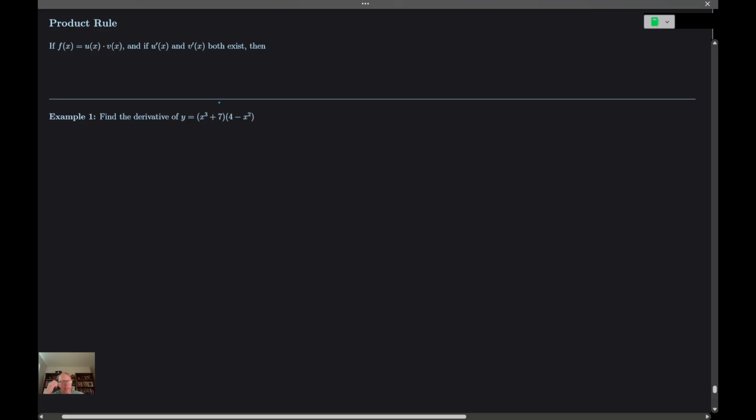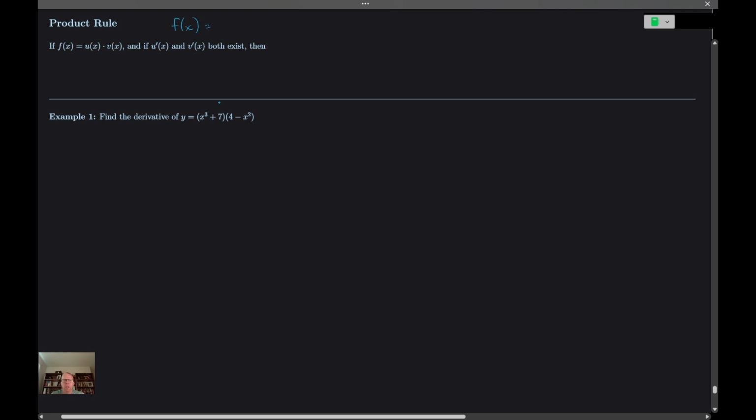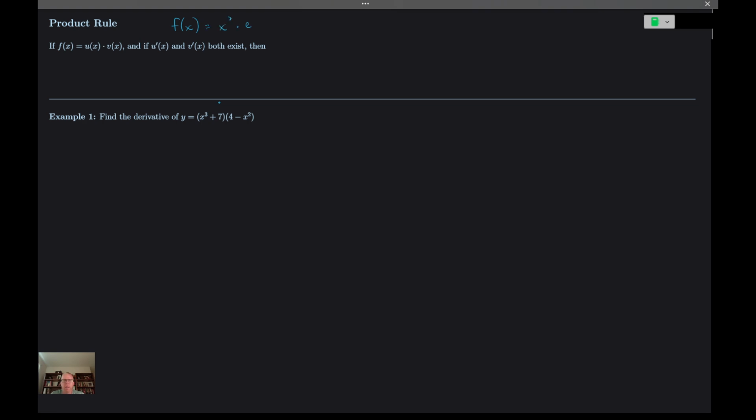If we want to take the derivative of this function, so for example, we'll learn the derivative of e to the x at some point. But if we wanted to find the derivative of x squared e to the x, this is the formula that we will use. So u prime and v prime both exist. Then we have f prime of x equals u of x times v prime of x plus v of x times u prime of x.